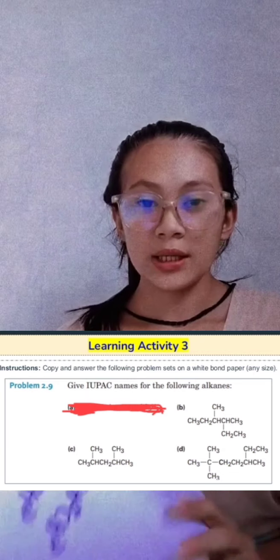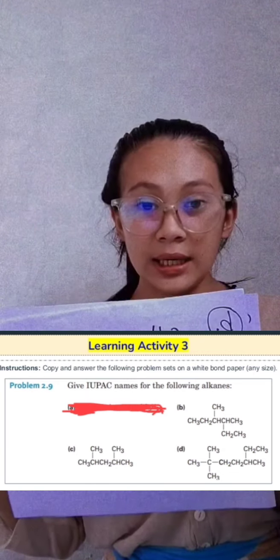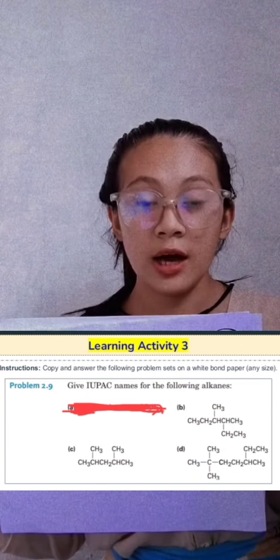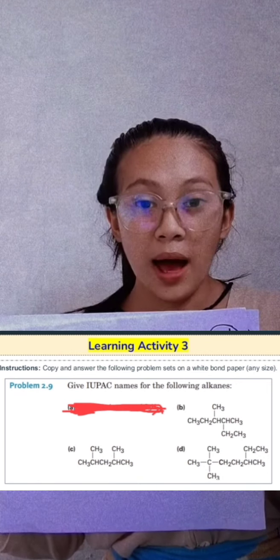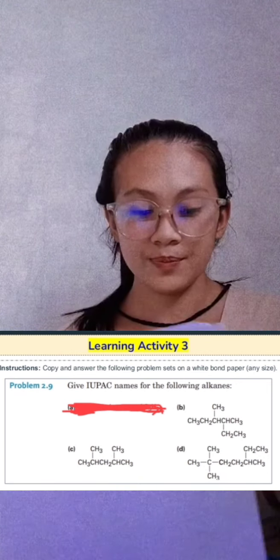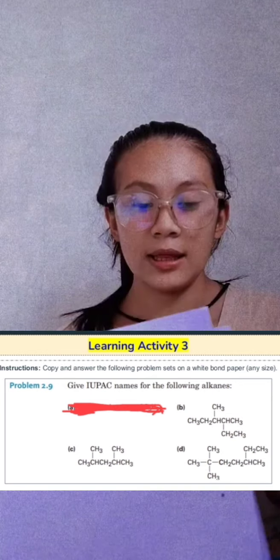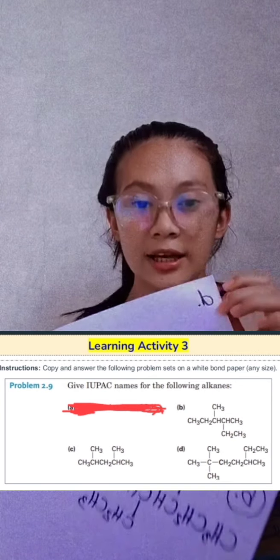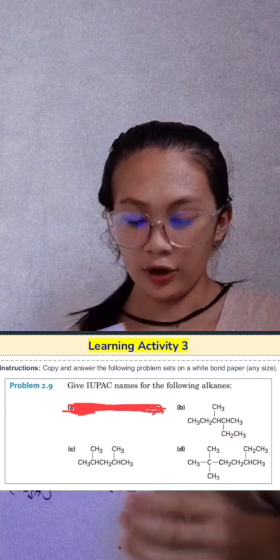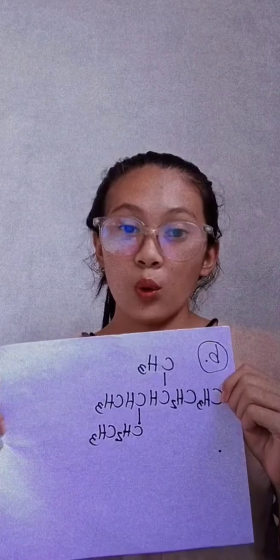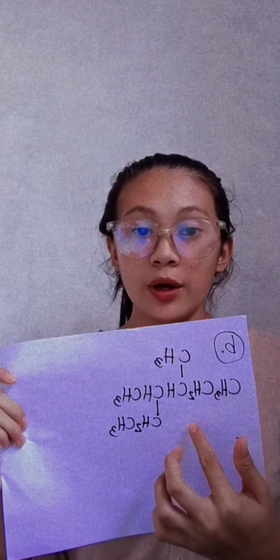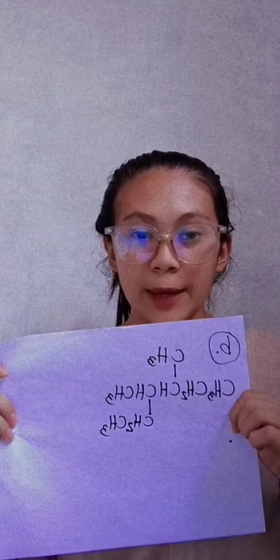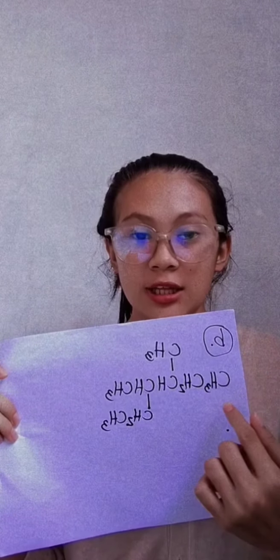So, these are the following alkenes that I'm going to give an IUPAC name. So, letter B, letter C, and letter D. Okay. So, this is the problem that we are going to give an IUPAC name. Letter B. This is the letter B.